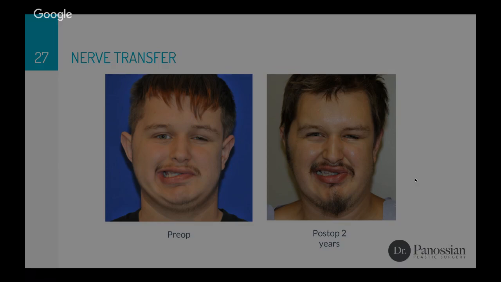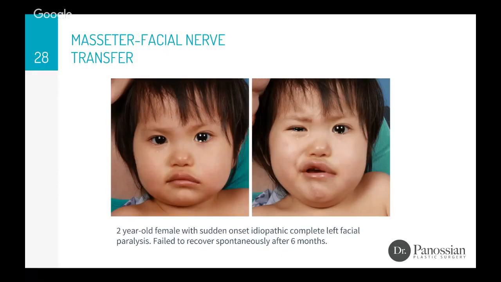Here's another example of a 2-year-old female with an idiopathic onset of a left facial paralysis. We watched her for 6 months, and she failed to recover spontaneously. Fearing that she would be past the point of proper innervation, and the fact that she had not demonstrated any reliable reinnervation, we decided to proceed with a masseter to facial nerve transfer with babysitter procedure.